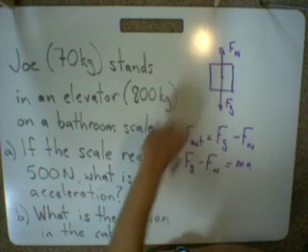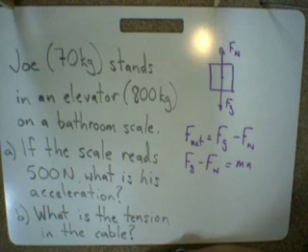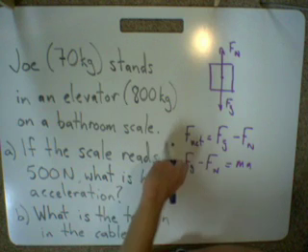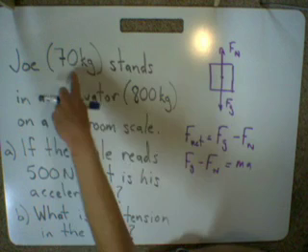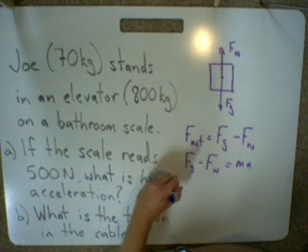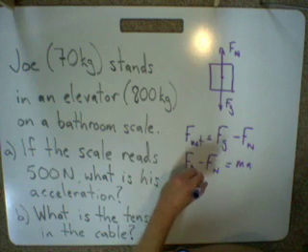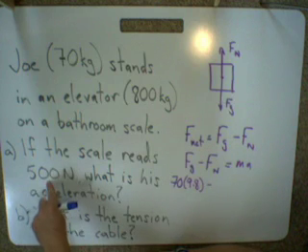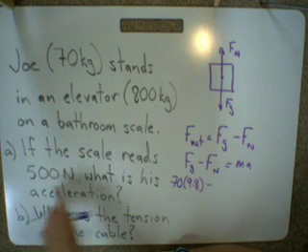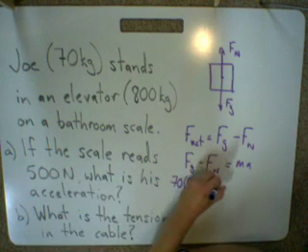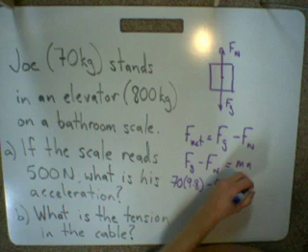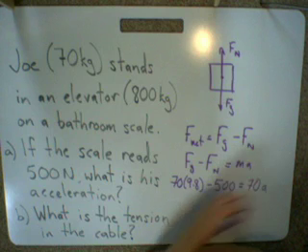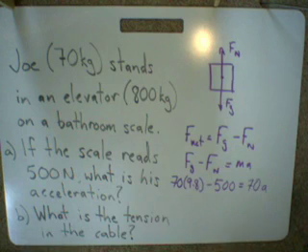Now, I did step one, step two. Now I want to plug in numbers that I know. Now we know that Fg is equal to m times g. So Fg for Joe is going to be 70 times 9.8. Given in this problem is that the scale reads, which is the normal force, is 500 newtons. So I can plug that in. 500 newtons equals... This is going to be Joe's mass, which is going to be 70, and then times the acceleration.